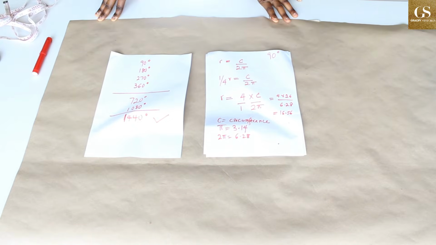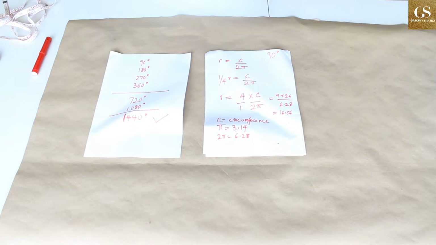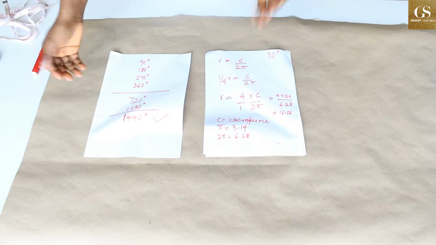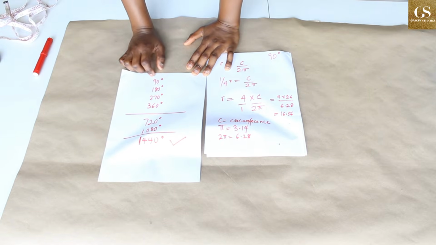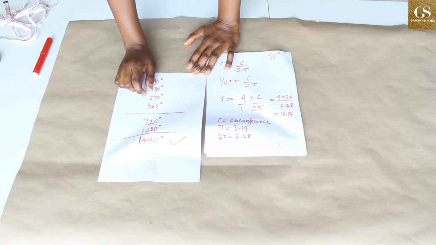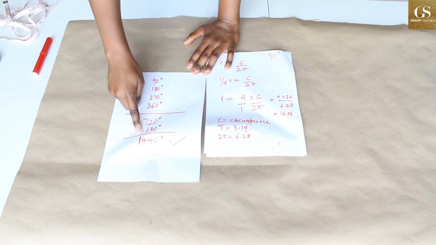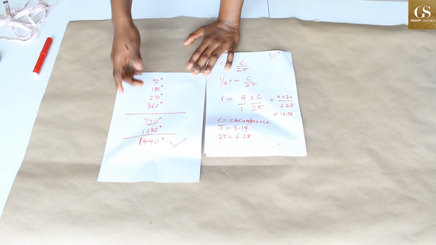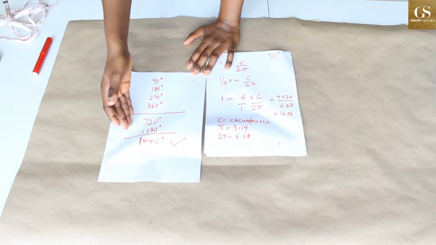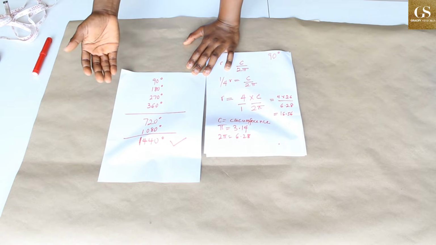So today we are going to be discussing the different types of flare that we have. We have the 90-degree flare, 180-degree, 270, 360, 720, 1080 and 1440. These are actually the common types. There are a lot that you can form.